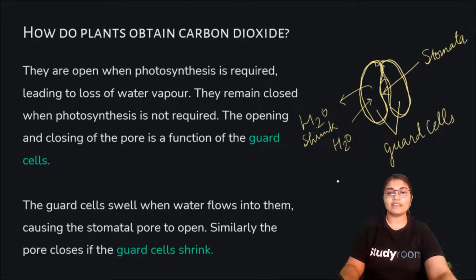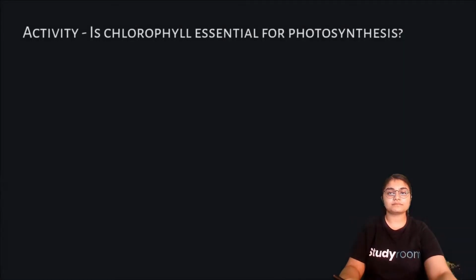and when water enters, they open, right? And when the water goes out of the guard cells, they close. So this is a very simultaneous process that is going on in the leaves of the plants, and this is how carbon dioxide and the exchange of gases takes place in the plants.